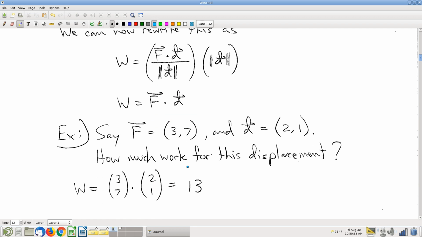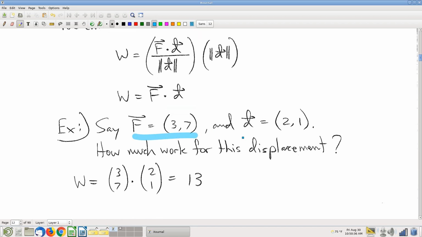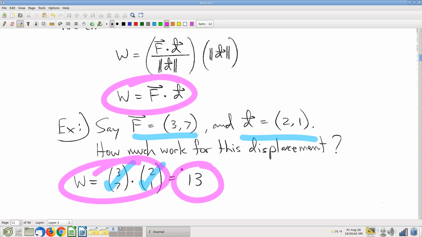So, plug and chug example. If you've got a force and a displacement, right? Work, force dot displacement. A little bit of arithmetic.